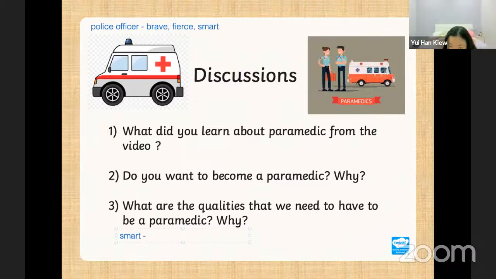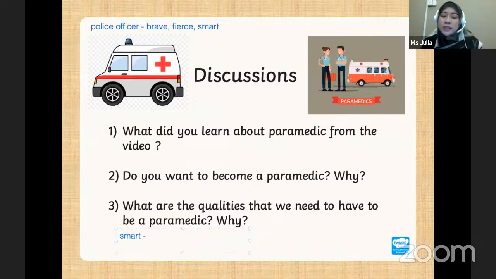Because you need to know how to help the sick people. Okay, smart. Maybe somebody stabbed him with a knife, so you must know what to do if there's a knife inside the body of the person. Or maybe the person is having a heart attack or a stroke. You also need to know what to do. Yes, what to do.